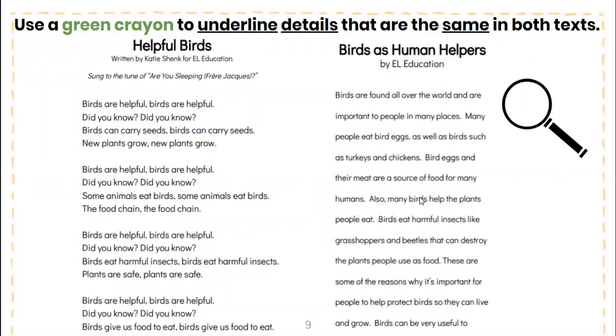We are not underlining the whole text, friends, because these texts also have different information in them. We're only looking for the information or details that are the same in both texts.